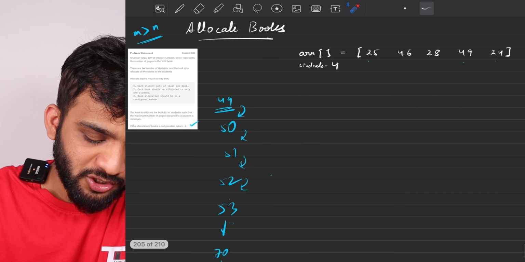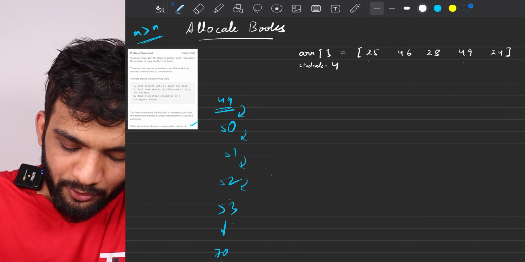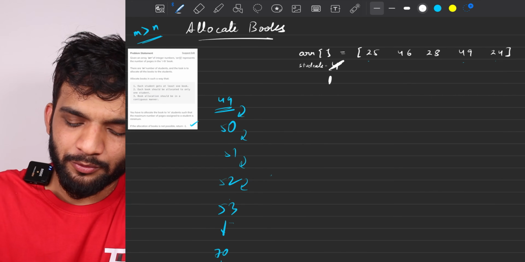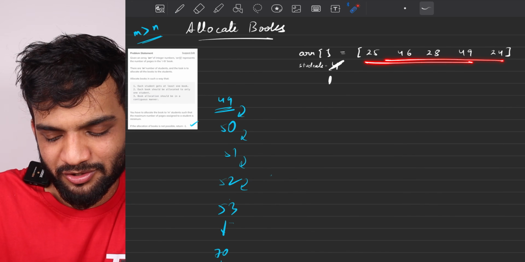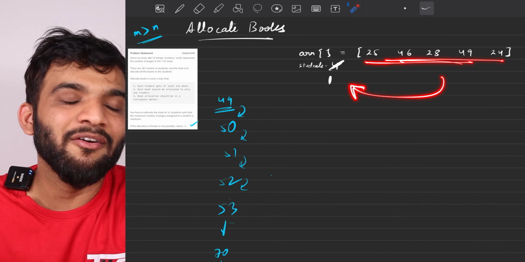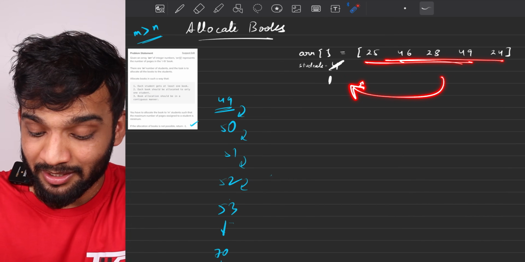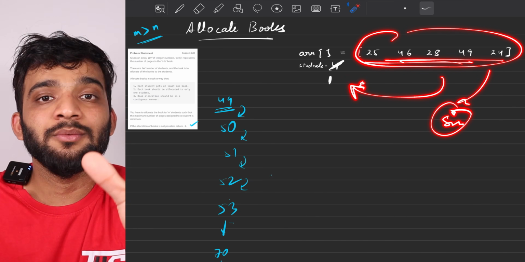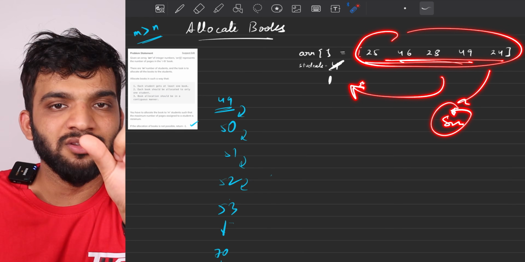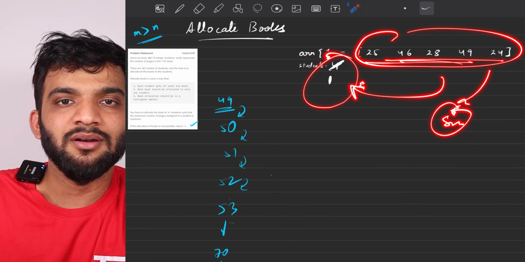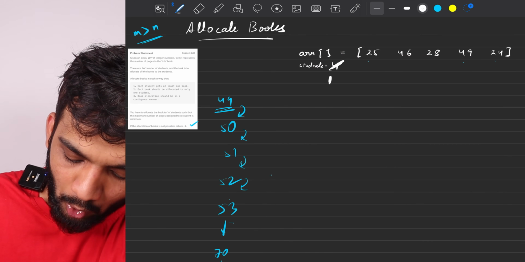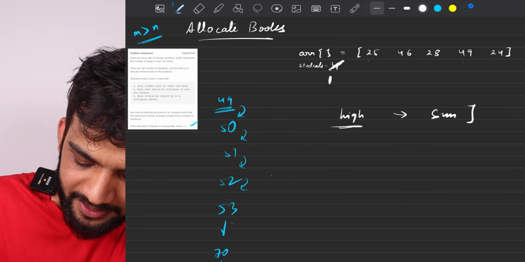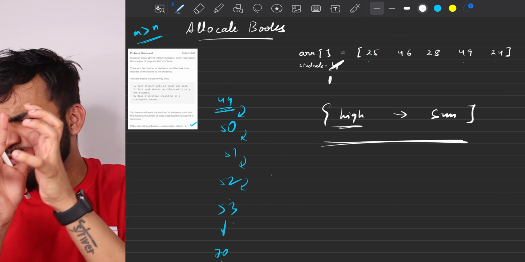What if I ask you what is the worst possible scenario? That's when you're given one student. In that case, what will you do? All the books will go to 1 because we don't have anyone else and we have to allocate all the books. In that case, can I say it'll be the summation of the array which will be your answer? Because there is only one possible configuration, that is, everything goes to student 1. Hence, your answer will always lie between high to summation of the array. Got it? I kind of figured out the range.